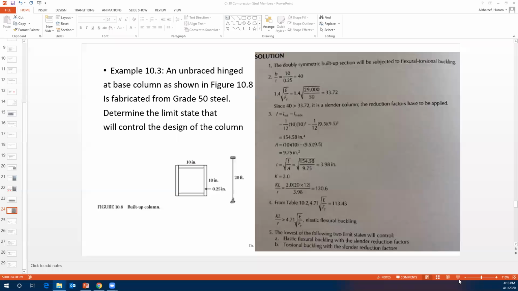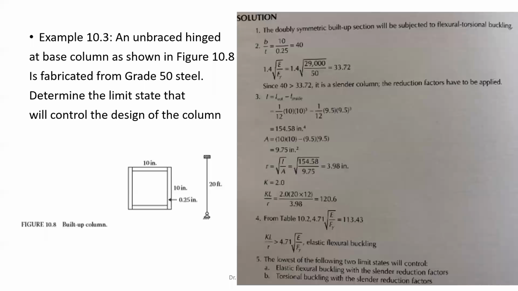Hello everyone, this is part 7 on compression steel. Let's solve more problems. This is example 10.3 and the problem reads: an unbraced hinge at base column, as shown in this figure below here, is fabricated from grade 50 steel. Determine the limit state that will control the design of the column.